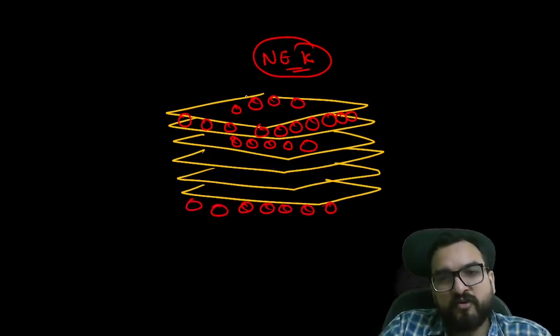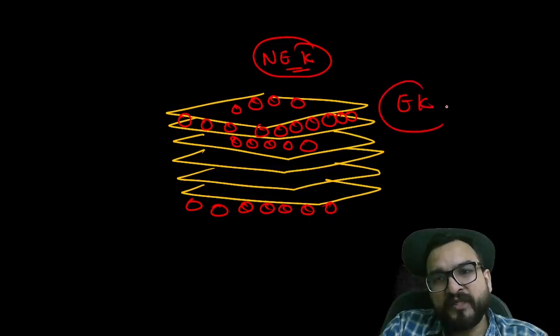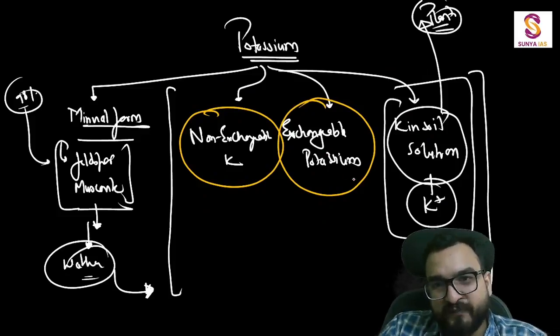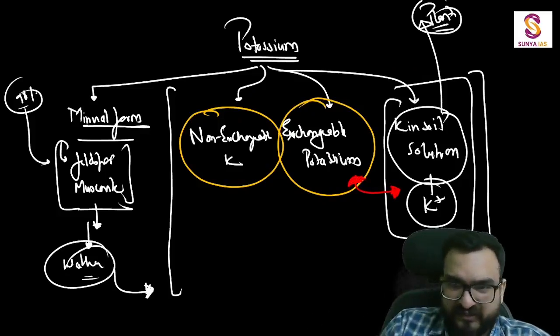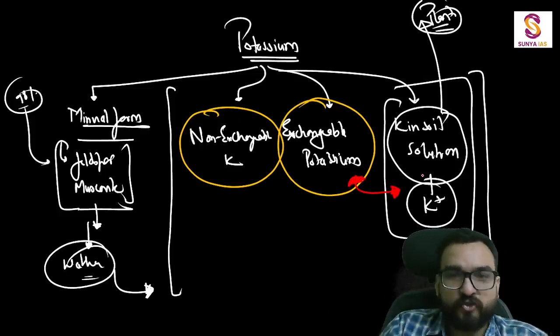Attached to the surface of the clay particles, this becomes your exchangeable potassium because anytime they can be released in the soil solution. So exchangeable potassium can anytime be released in the soil solution, and sometimes they will be fluctuating. Sometimes it will be exchangeable, sometimes in the soil solution.